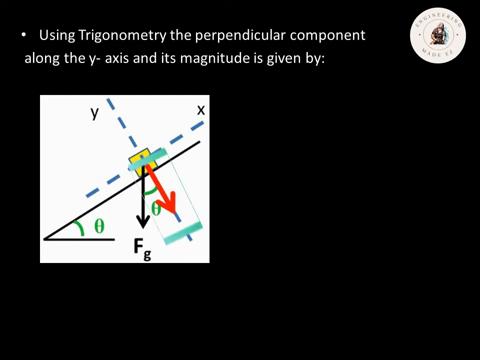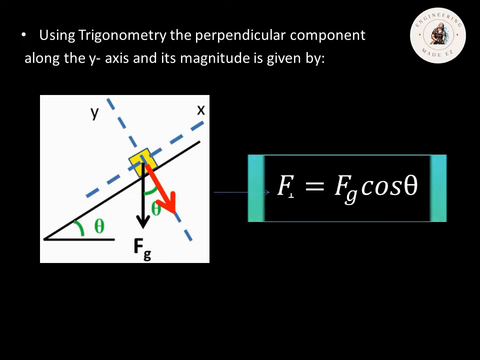To solve for the perpendicular component along the y-axis and its magnitude, we need to use trigonometry. As you can see, this line here is adjacent to our given angle, which is theta, so we're going to use cosine. That's why the perpendicular component along the y-axis is equivalent to FG multiplied by cosine theta.